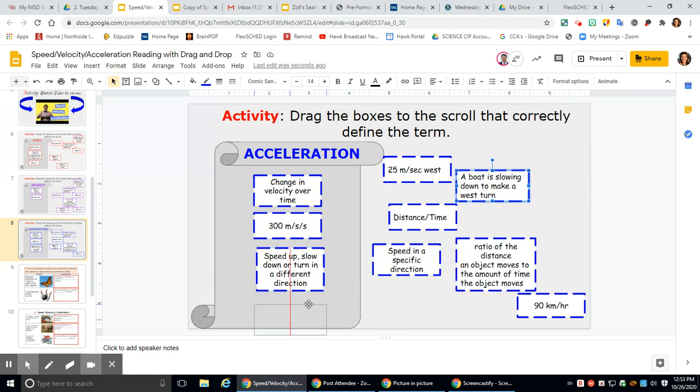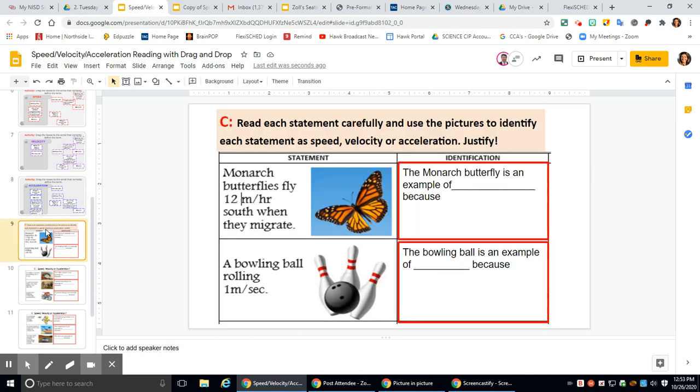A boat is slowing down to make a west turn. Slowing down is when you are accelerating because you're changing your speed. Okay, speeding up, you're changing your speed, so you're accelerating.